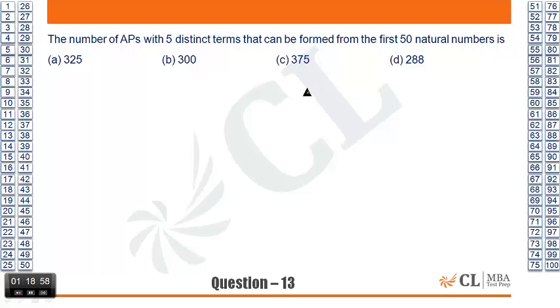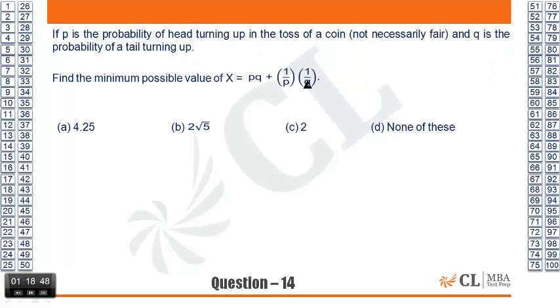The number of APs formed by the first distinct pair. Number of AP, there will be a lot of cases. Later. 30, later. There will be a lot of cases. Next, probability.